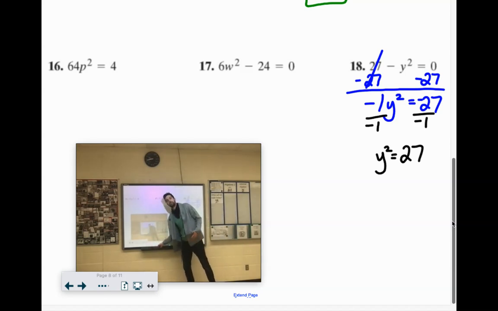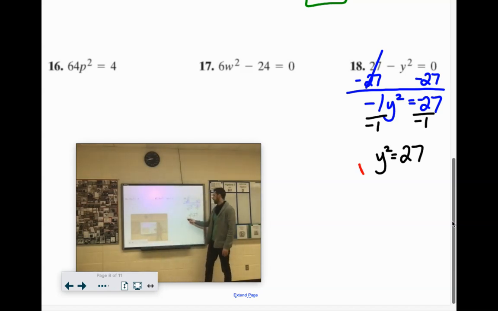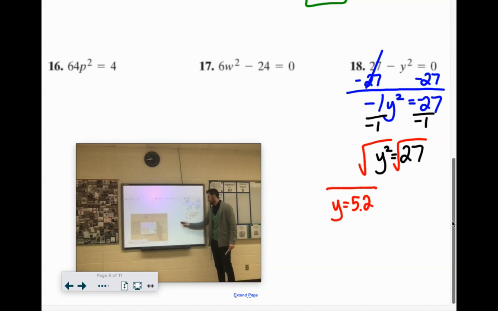Now we can do our step of square rooting. Now 27 is not a perfect square. 25 is a perfect square, so that's 5 times 5. I don't know the decimal for 27. Let me get a calculator real quick. Square root of 27 is 5.196, so we'll call it 5.2. And also remember we have negative 5.2 as an option.